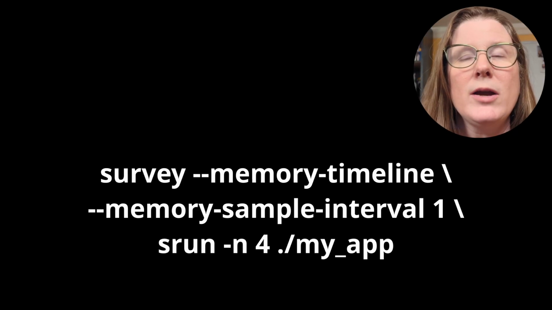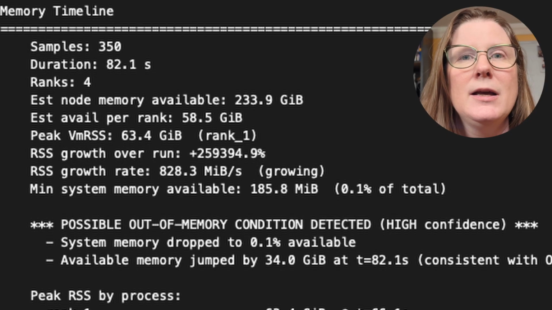By default, Survey samples memory every 5 seconds. If you want finer granularity, use --memory-sample-interval to specify the seconds between measurements. This samples every second, which is useful for short jobs or when you need to pinpoint exactly when memory spikes occur. Let's look at what the memory timeline shows you.